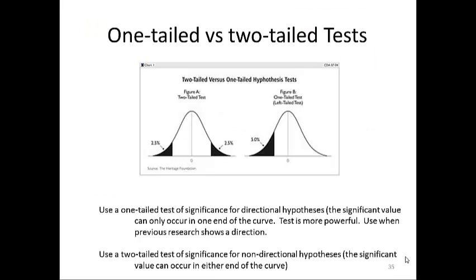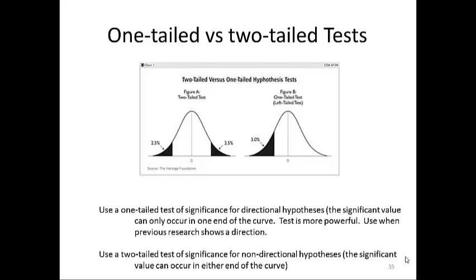Based on the direction, we select a one-tailed or a two-tailed test. We use a one-tailed test of significance for a directional hypothesis. This means the significant value can only occur in one end of the curve, either on the left side, where it's negative, or the right side, positive. This test is far more powerful, so if you can, always write your hypothesis in a direction.